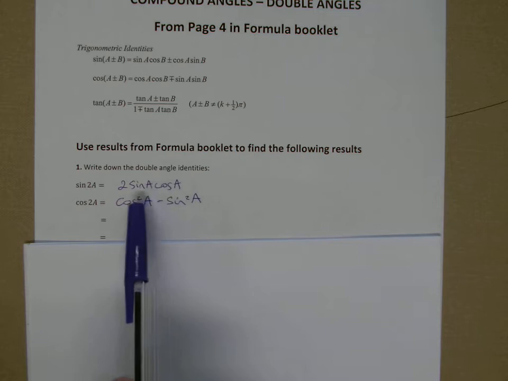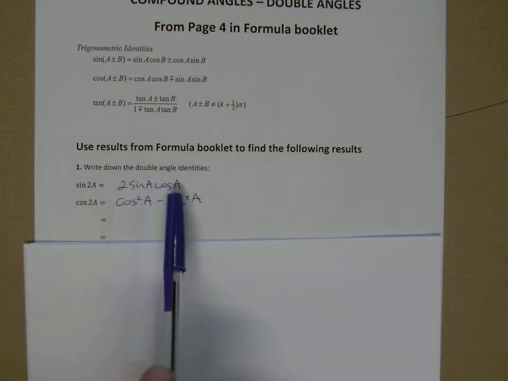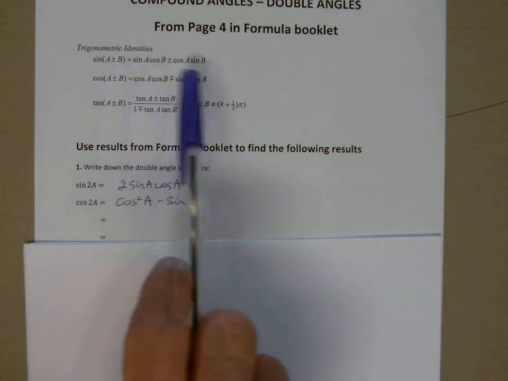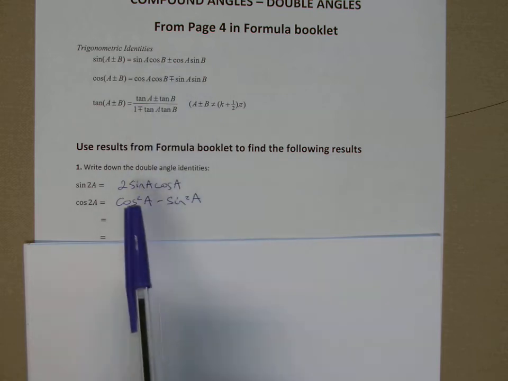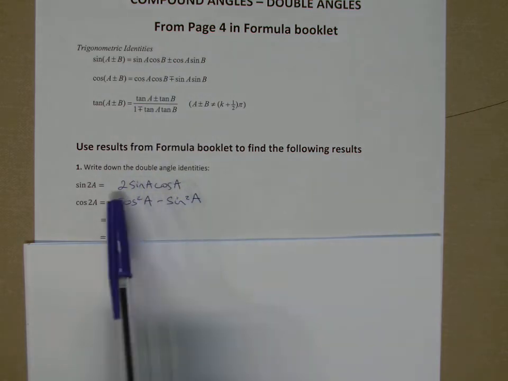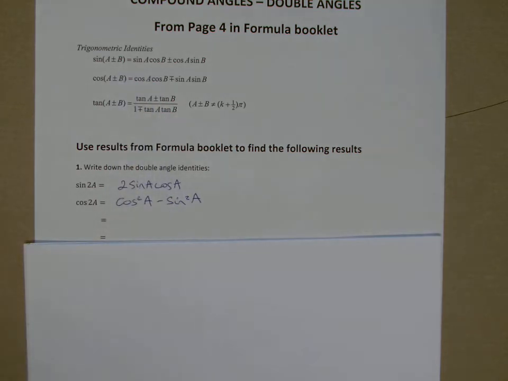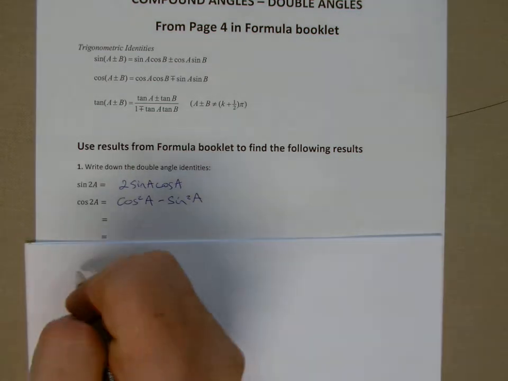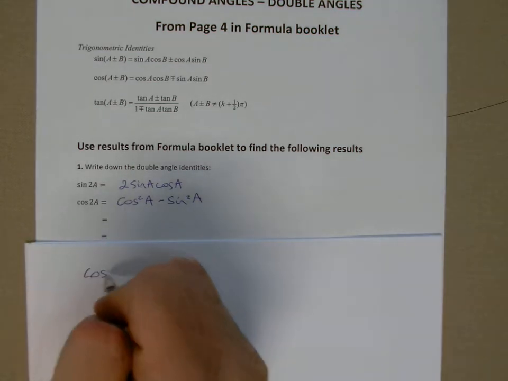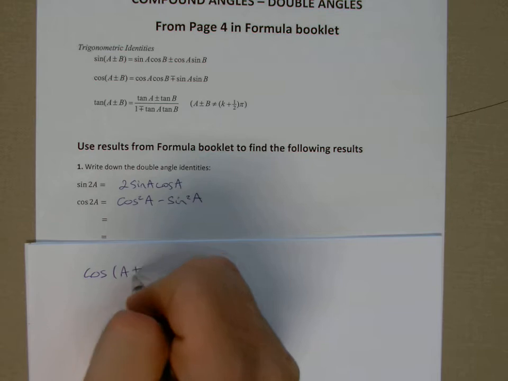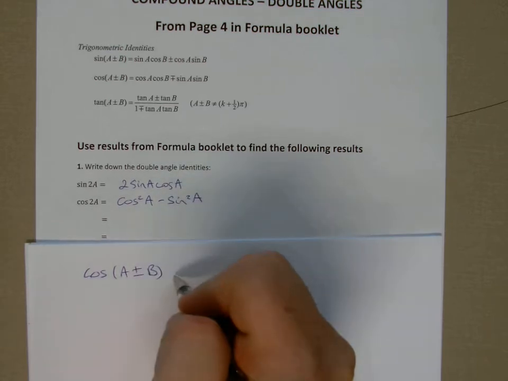But this one is the one we get from this trig identity up here. So suppose, for instance, you forget this in the exam. Well, there's a way of working it out, which is really good, isn't it? You can work it out using that identity. So let's just copy that identity down. So we've got cos A plus or minus B equals.